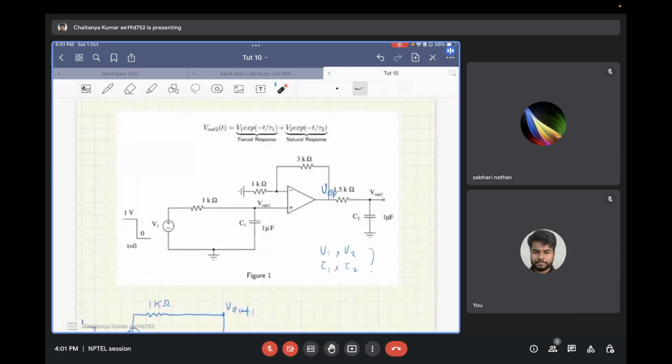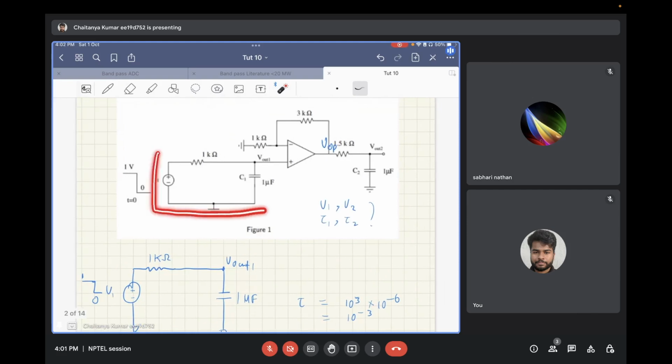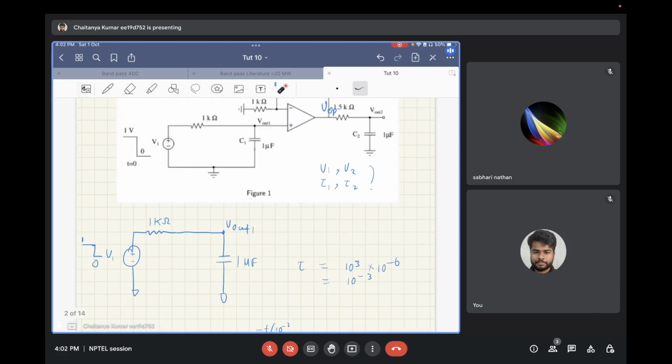So you need to figure out what are v1, v2, tau 1 and tau 2, where this part is the forced response, and this part is the natural response. So let's try this out. Now let's first focus on the first LPF of the circuit, that is at the input of the amplifier. So here what you see is, suppose this V1 is there at the input.